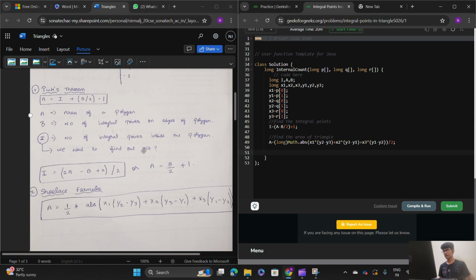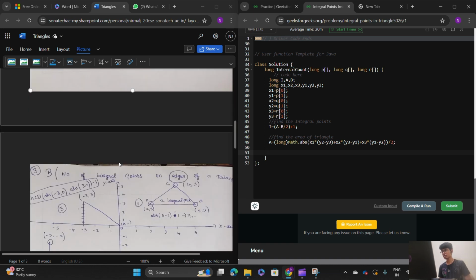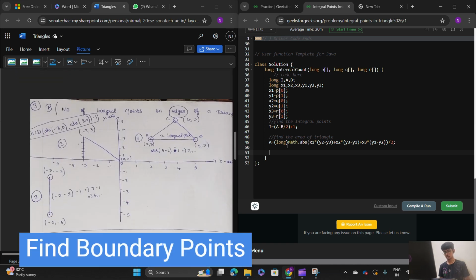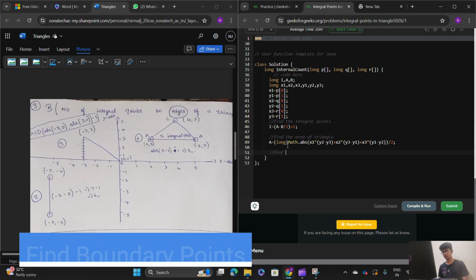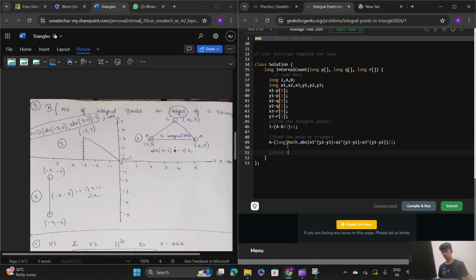So after the area of the triangle, we need to find out the boundary points. So finding the boundary points, I'm going to give this b equal to, I'm going to create a method called bp. Okay, public static, and the type is also long.